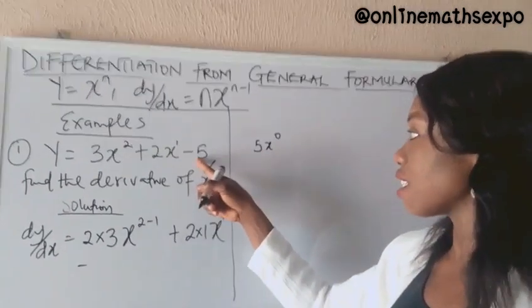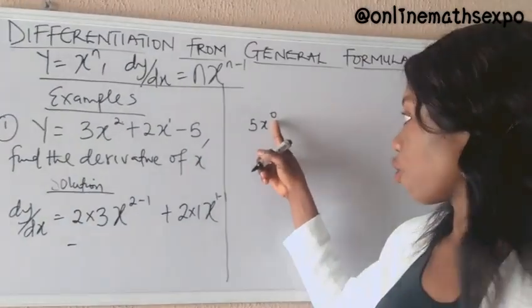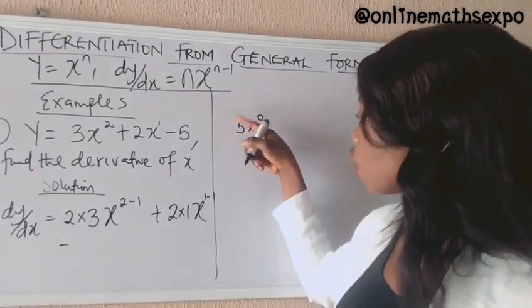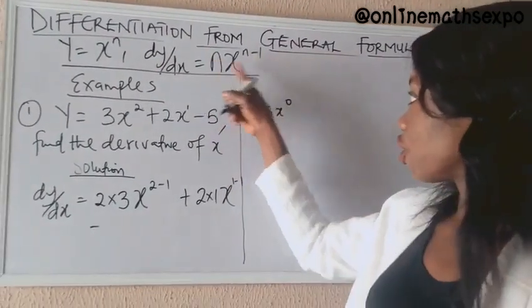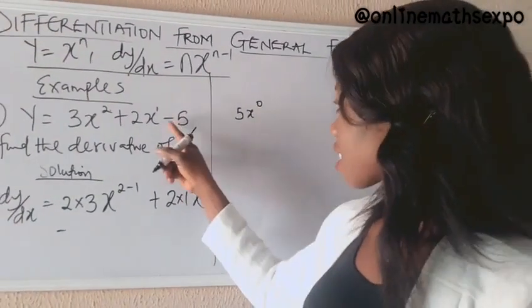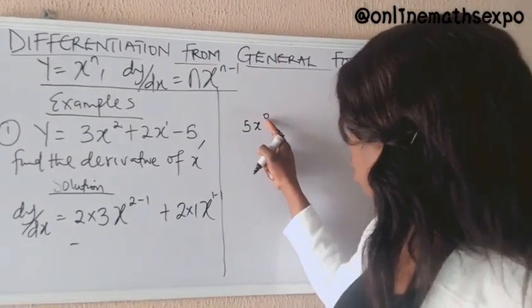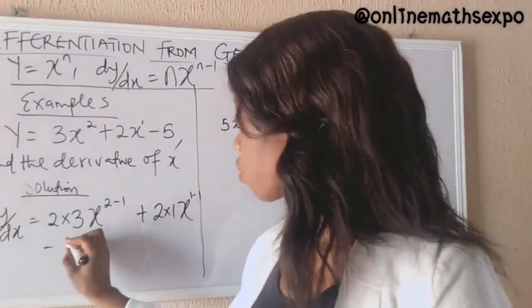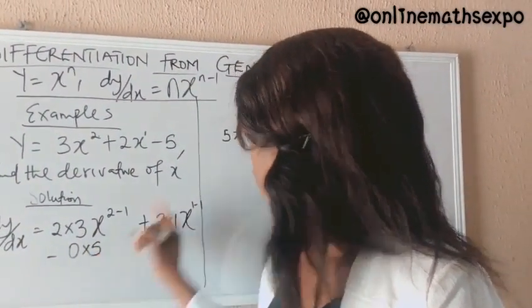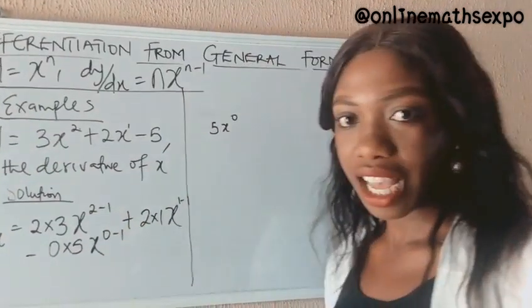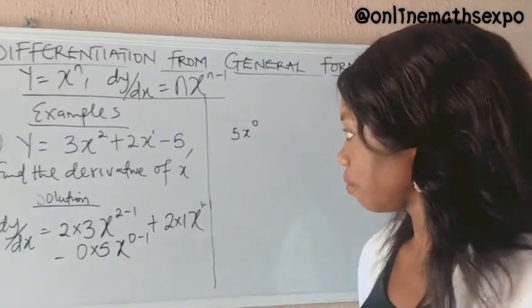Why we are forcing this 5 to be 5x raised to power 0 is to give x a power with which we are going to multiply 5 according to our rule. So let's take it that this 5 is 5x raised to power 0. We use this 0 to multiply 5, and that will give us 0 times 5. Then we have x raised to 0 minus 1. I hope it's clear. Let's take that again.